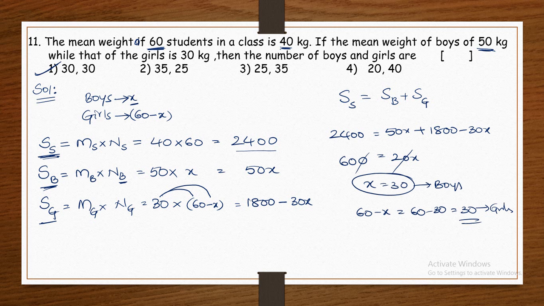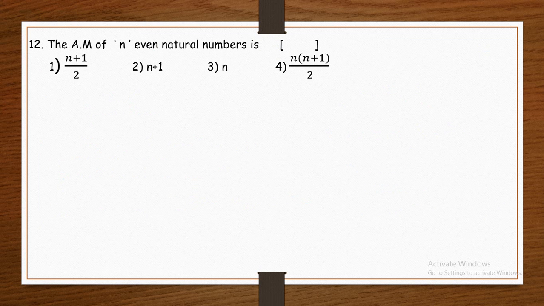Next, moving on to one more question, question number 12. The AM of n even natural numbers is. So first of all, what are n even natural numbers? N even natural numbers means it starts from 2. So the first even natural number is 2, followed by 4, 6, 8 and so on. Till how many natural numbers do we need? We need n even natural numbers. That means the last even natural number is 2n. Okay, the nth even natural number is 2n.